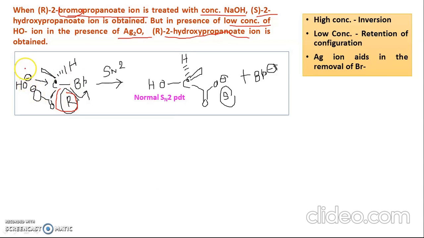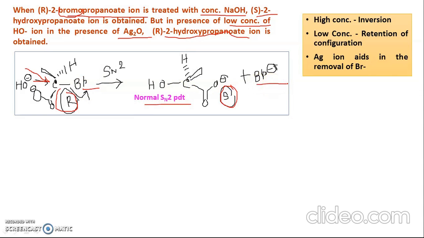The nucleophile approaches from this side because it is normal SN2. The concentration of HO minus ions is very high, that is, the number of HO minus ions in a particular volume is very high. So before the NGP process, SN2 will take place first. HO minus attacks from the opposite side of Br, and you get the normal SN2 product with S configuration, and Br is our leaving group.